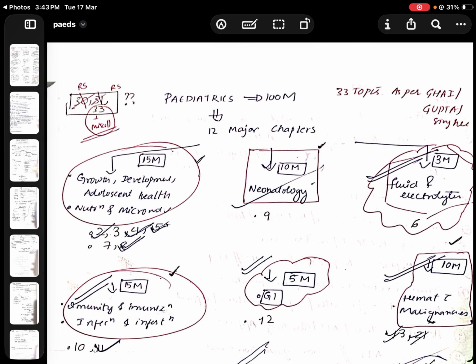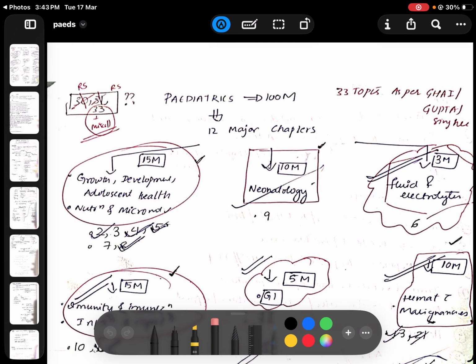Hello friends, today we will be discussing the pediatrics part, the much awaited one. Firstly, let us have a proper orientation on how we are going to approach this subject. The paper is for 100 marks, not like the other major subjects where we write for 200 marks. Yeah, it's for proper 100 marks.